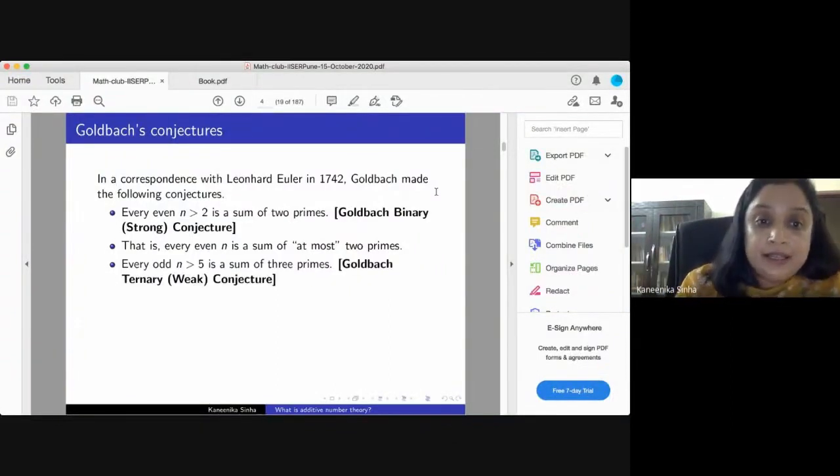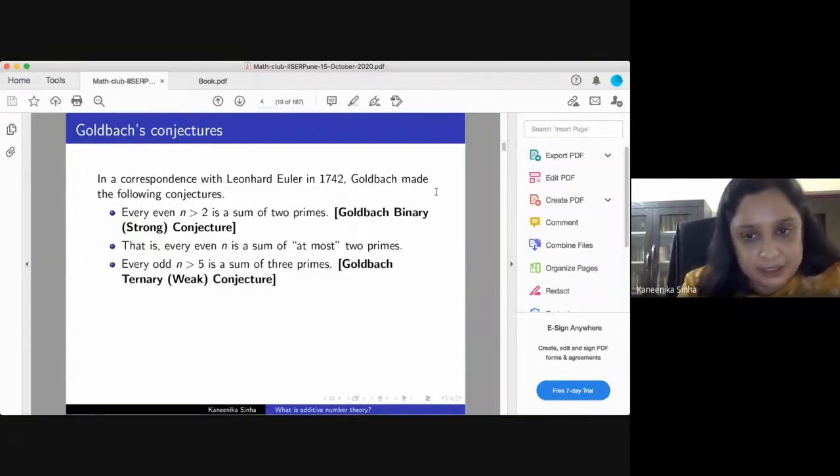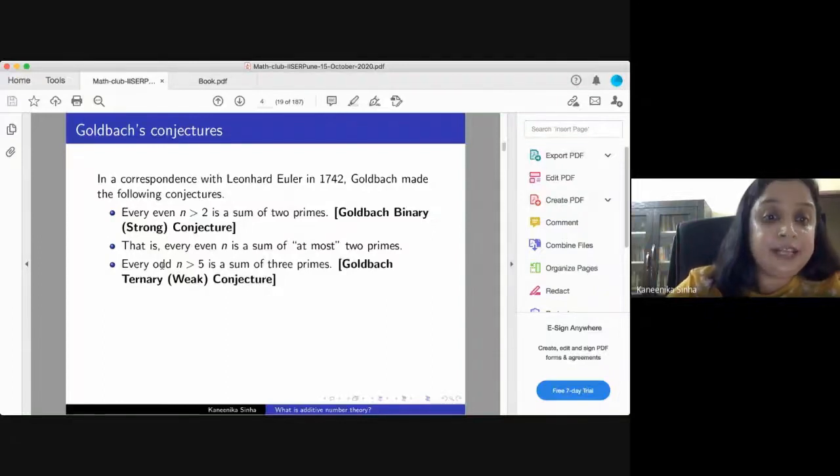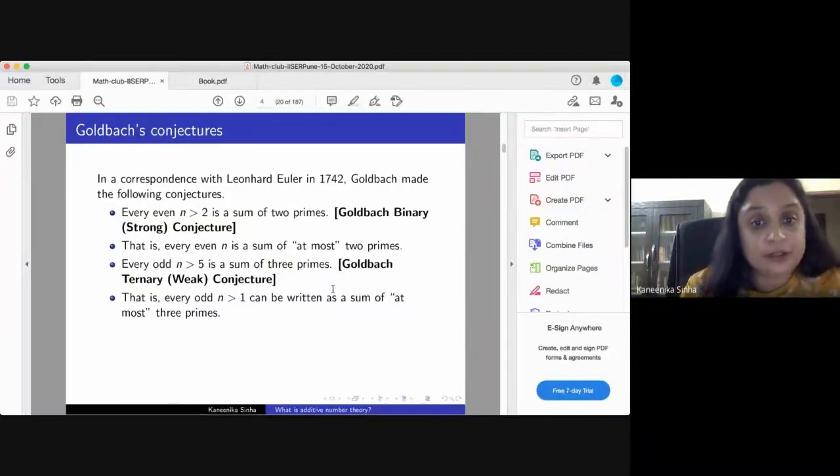So this perspective of "at most" is useful for us when we express these problems in a more transparent mathematical language. Okay, whenever there's a strong conjecture, that means there's a weak conjecture floating around as well. So this is the Goldbach ternary conjecture. And what does it say? That every odd n greater than 5 is a sum of 3 primes. Okay, and so we seem to have ignored 5 and 3 themselves because they are primes. So another way of stating the Goldbach ternary or the weak conjecture is every odd n greater than 1 can be written as a sum of at most 3 primes.